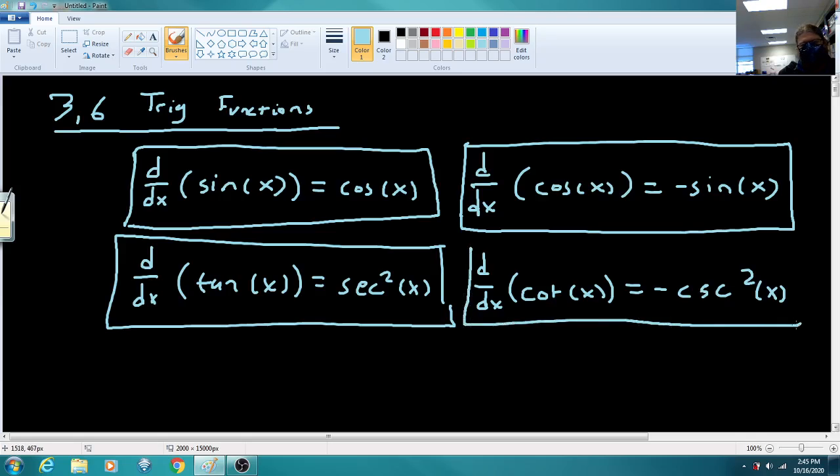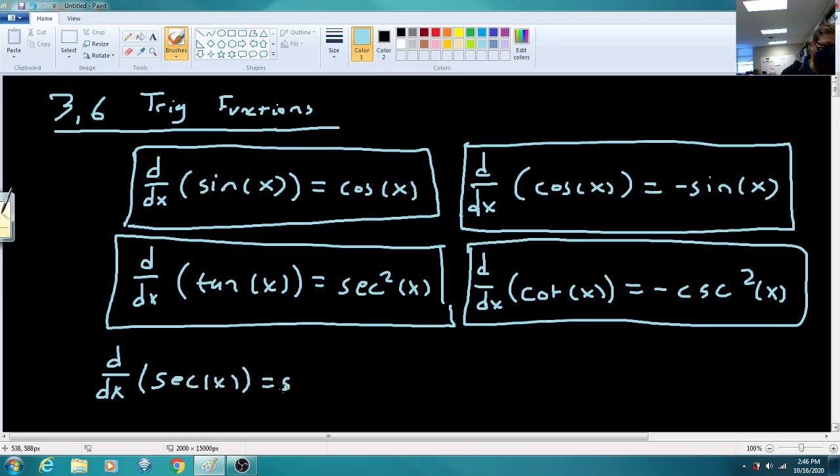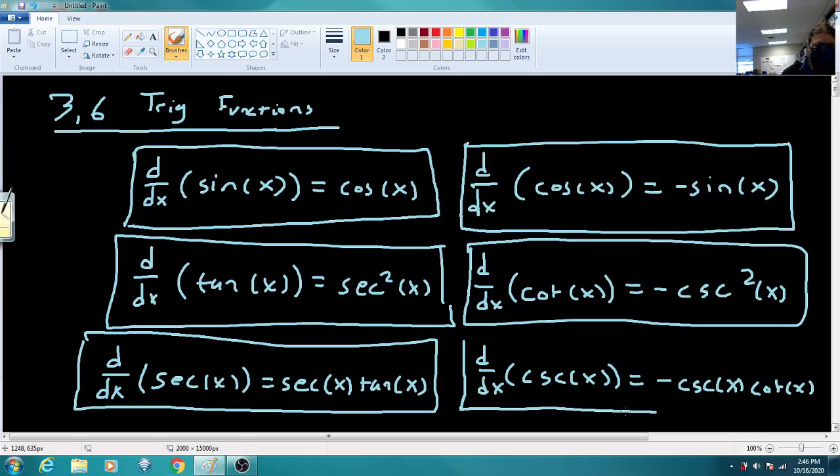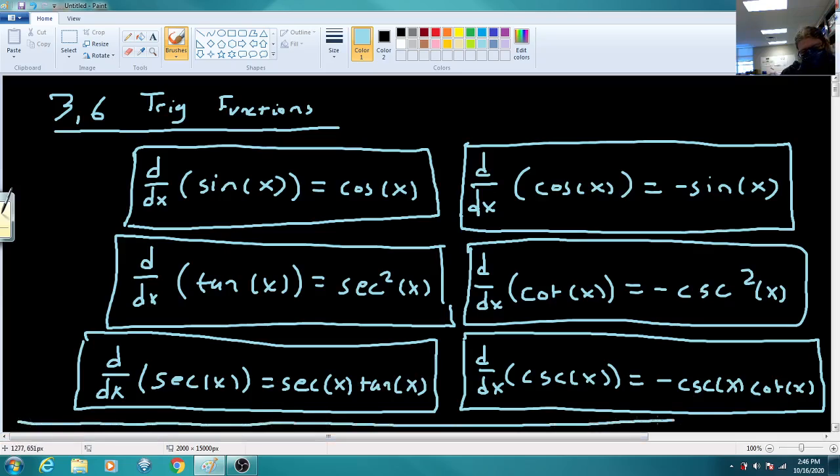So if you kind of know the left-hand columns here, you put negatives in front of them, and they're kind of related to the right-hand derivatives over there. A couple other last two that we got: d/dx of secant of x is secant tangent. And d/dx of cosecant of x is negative cosecant cotangent. So these right here are six trig derivatives.